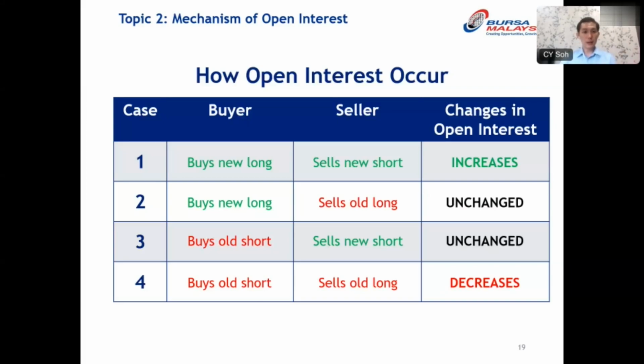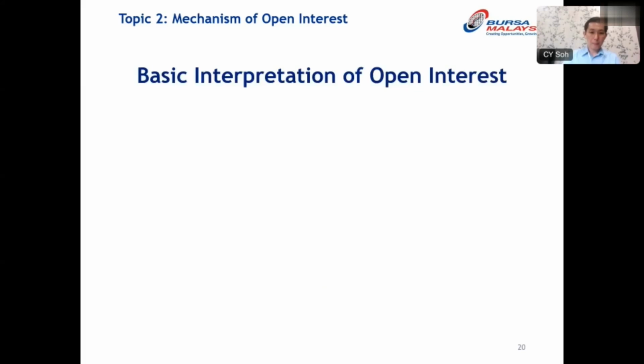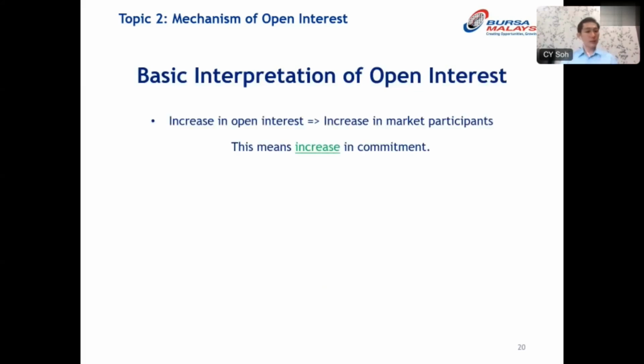How many people enter the market and how many actually exit the market. This information will enable you to draw some conclusions about the strength or weakness of the current price trend. Now, the basic interpretation of open interest is very simple. When you see open interest increase, it means more people are entering the market. They are committed in a particular direction.